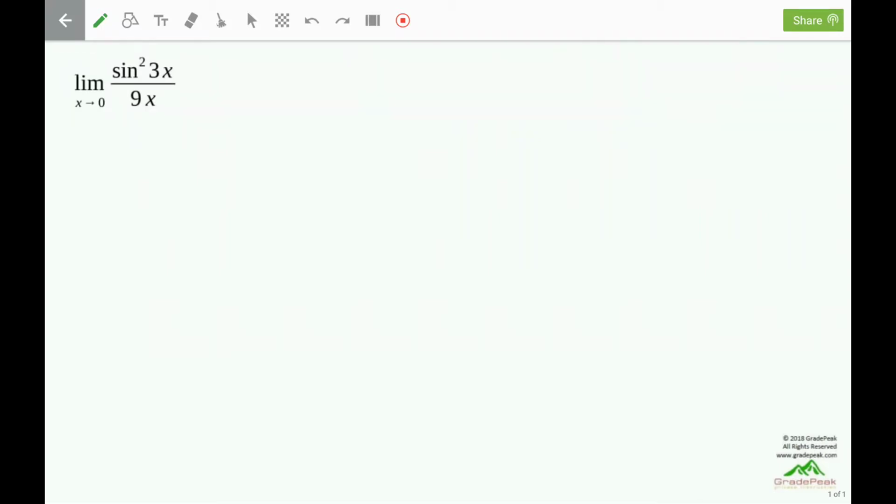Limit as x goes to 0 of sine squared of 3x divided by 9x. The first thing we're going to do is try plugging a 0 in for all of the x's. That will give us sine of 3 times 0 squared. Remember that sine squared means to work out the sine first and then square it, divided by 9 times 0.